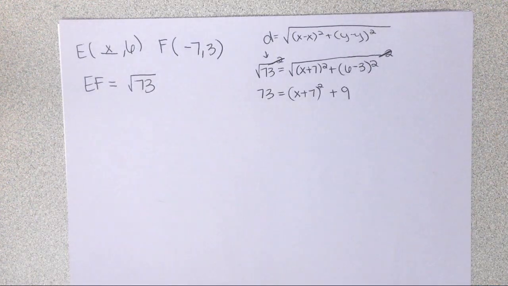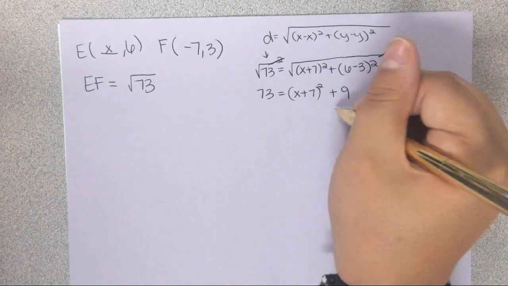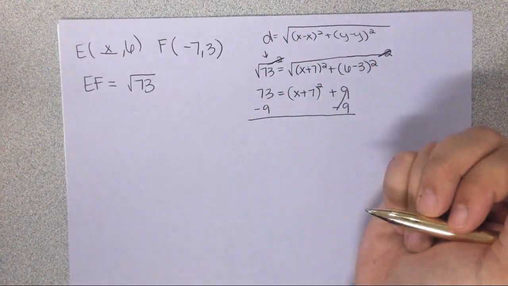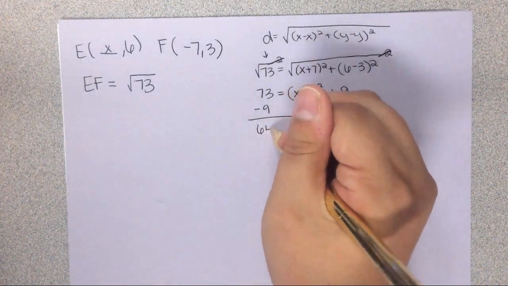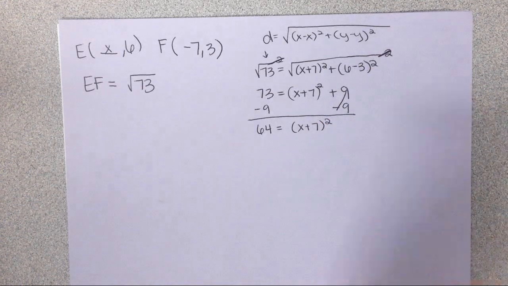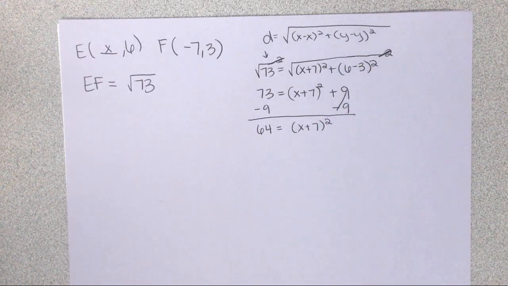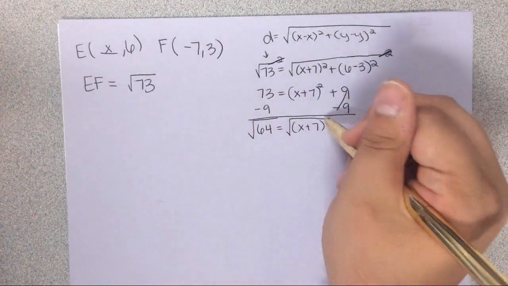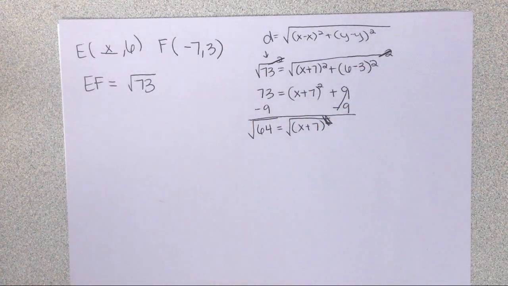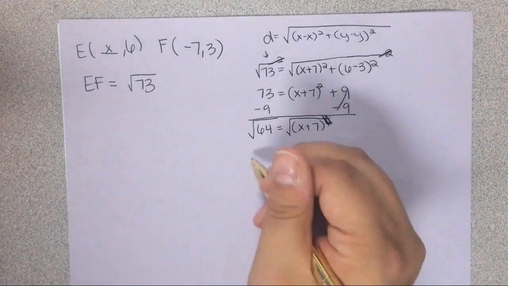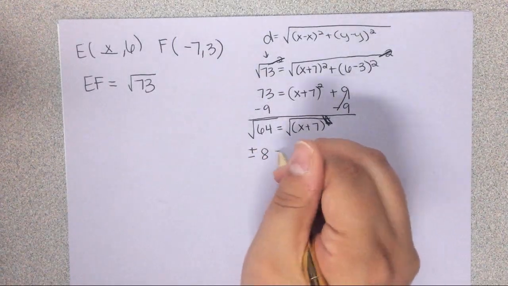Now what? Minus 9. 73 minus 9 is 64? Yes. And then square root it. And what is the square root? Those cancel. What's the square root of 64? Plus or minus 8.